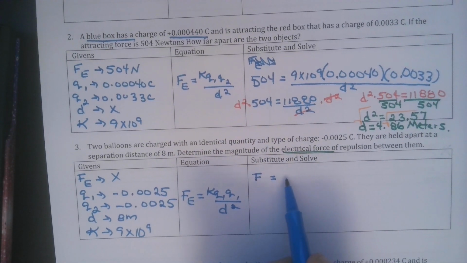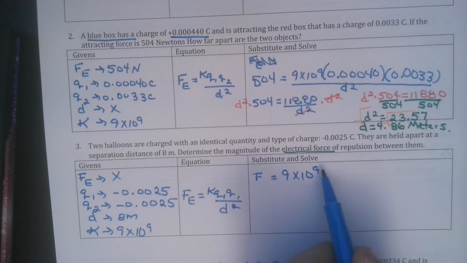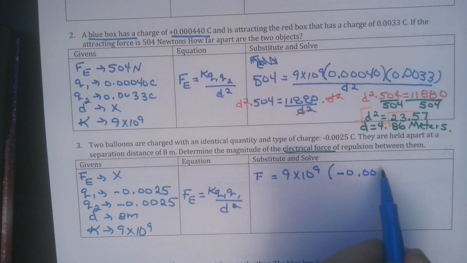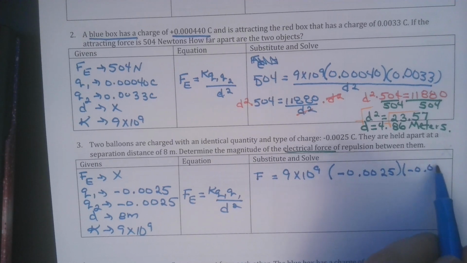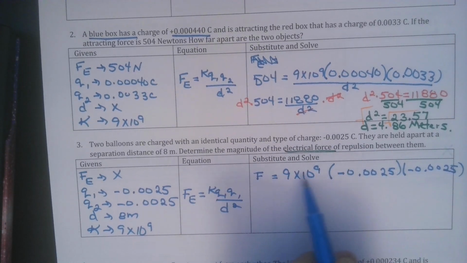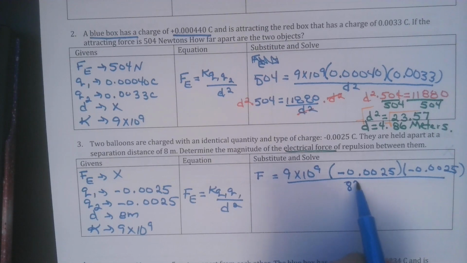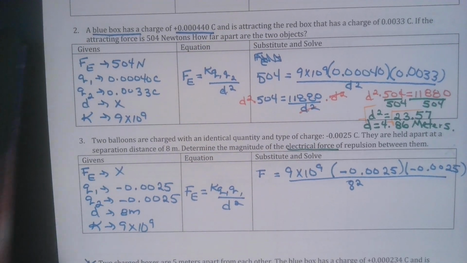And now it's K 9 times 10 to the 9 times negative 0.0025 times the negative 0.0025 all over distance squared, which is 8 squared. You could also write 64, right? 8 times 8 is 64.